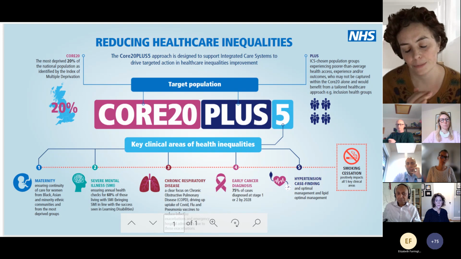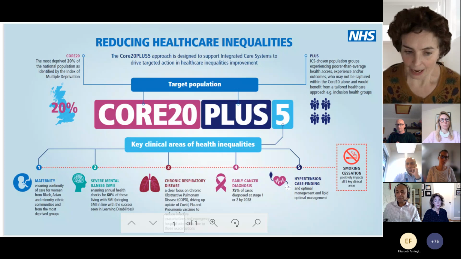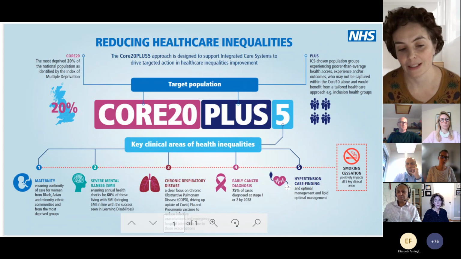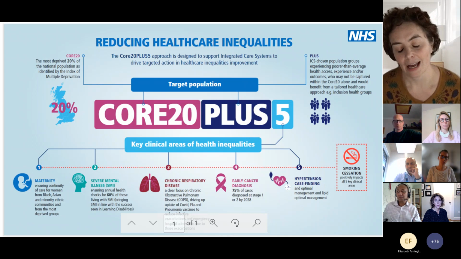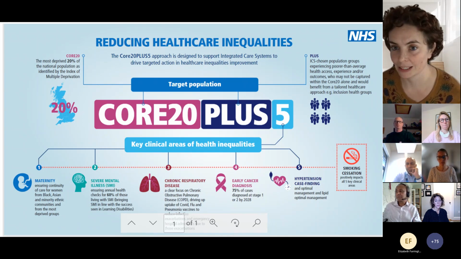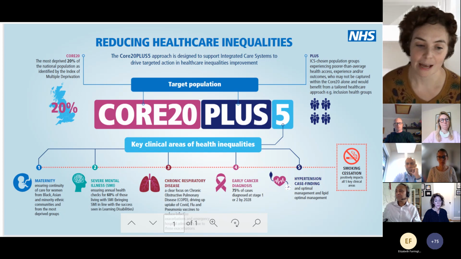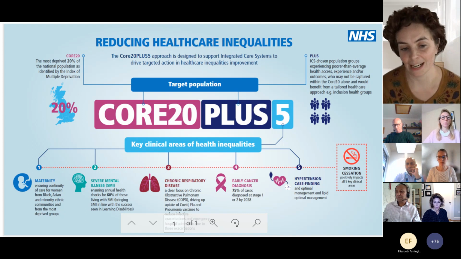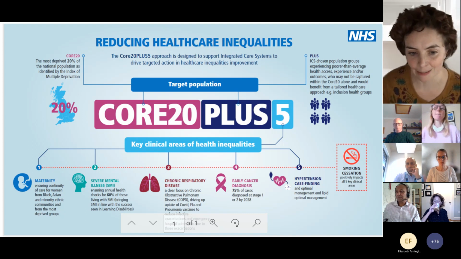We've also included maternity care, and this is because of the harrowing statistics that we know it is more likely for a Black or minority ethnic woman to die during pregnancy and childbirth in this country. And in fact, she's 4 or 5 times more likely to die compared to a white woman. So this is an absolute priority for us to really address those harrowing statistics.